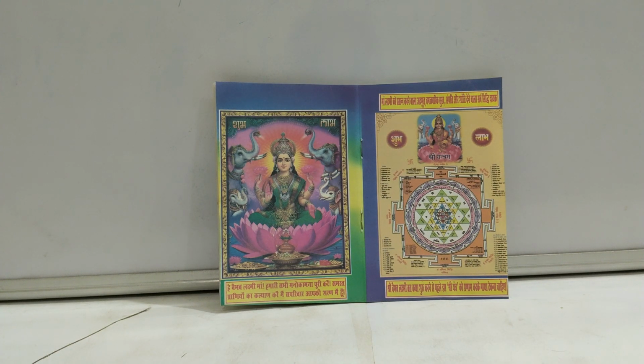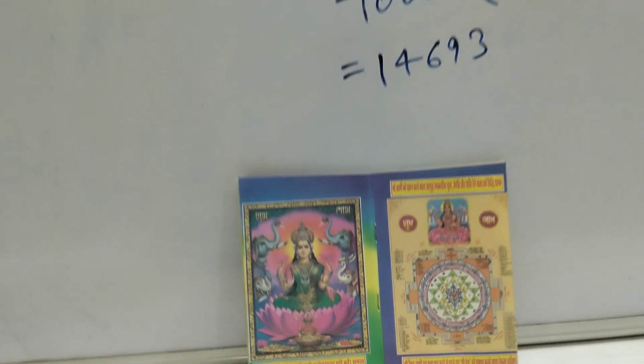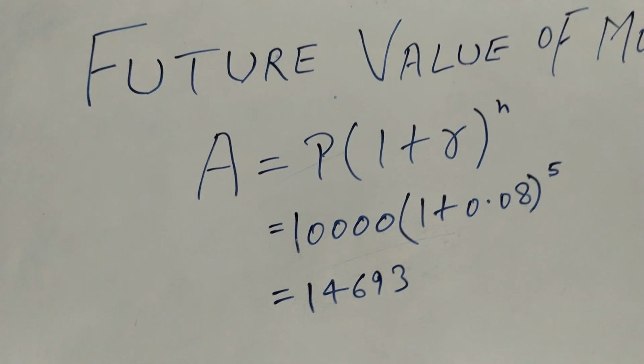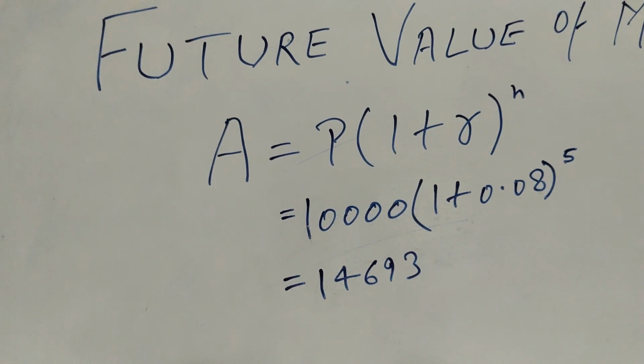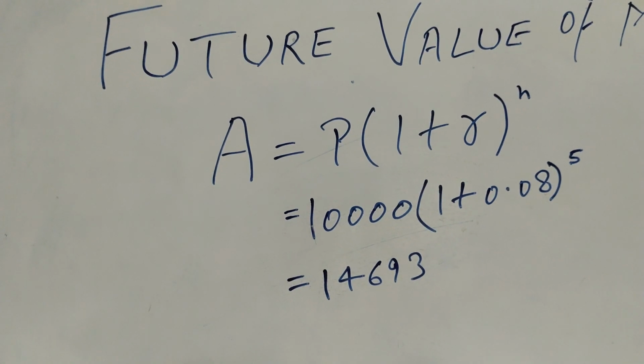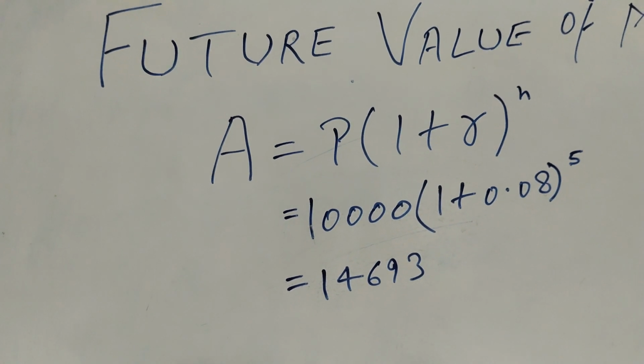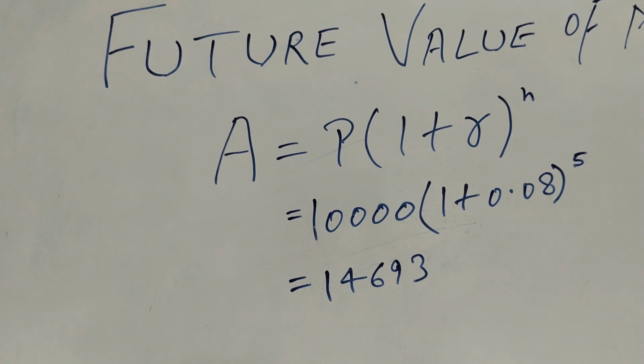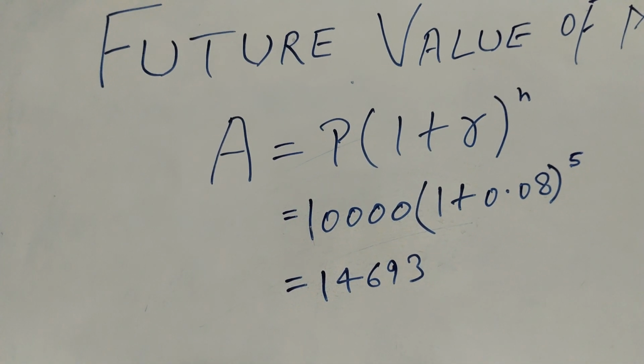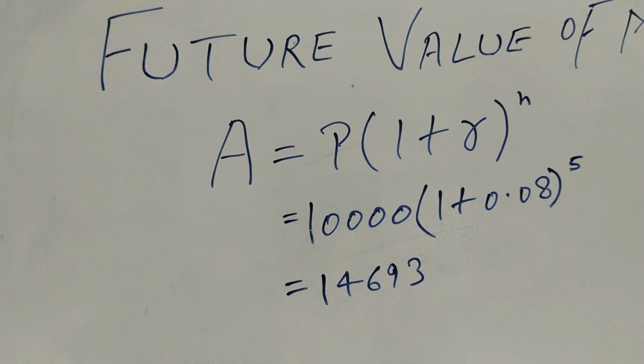So there is one formula for how much money is required 5 years down the line if the rate of interest is 8%. To calculate the future value of money, the formula is A equals P into (1 plus R) power n, where A is the future value of money, P is the present value, R is the rate of inflation and n is time.